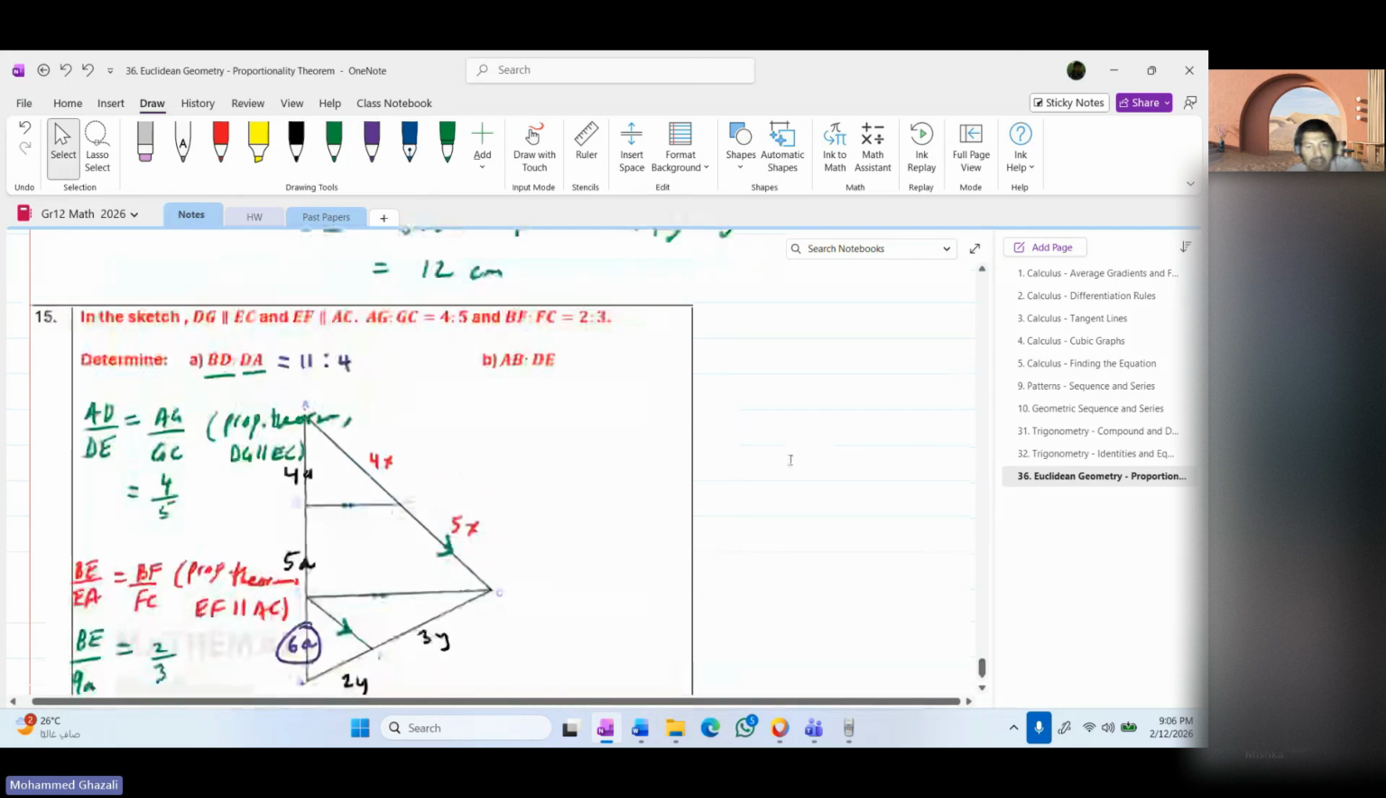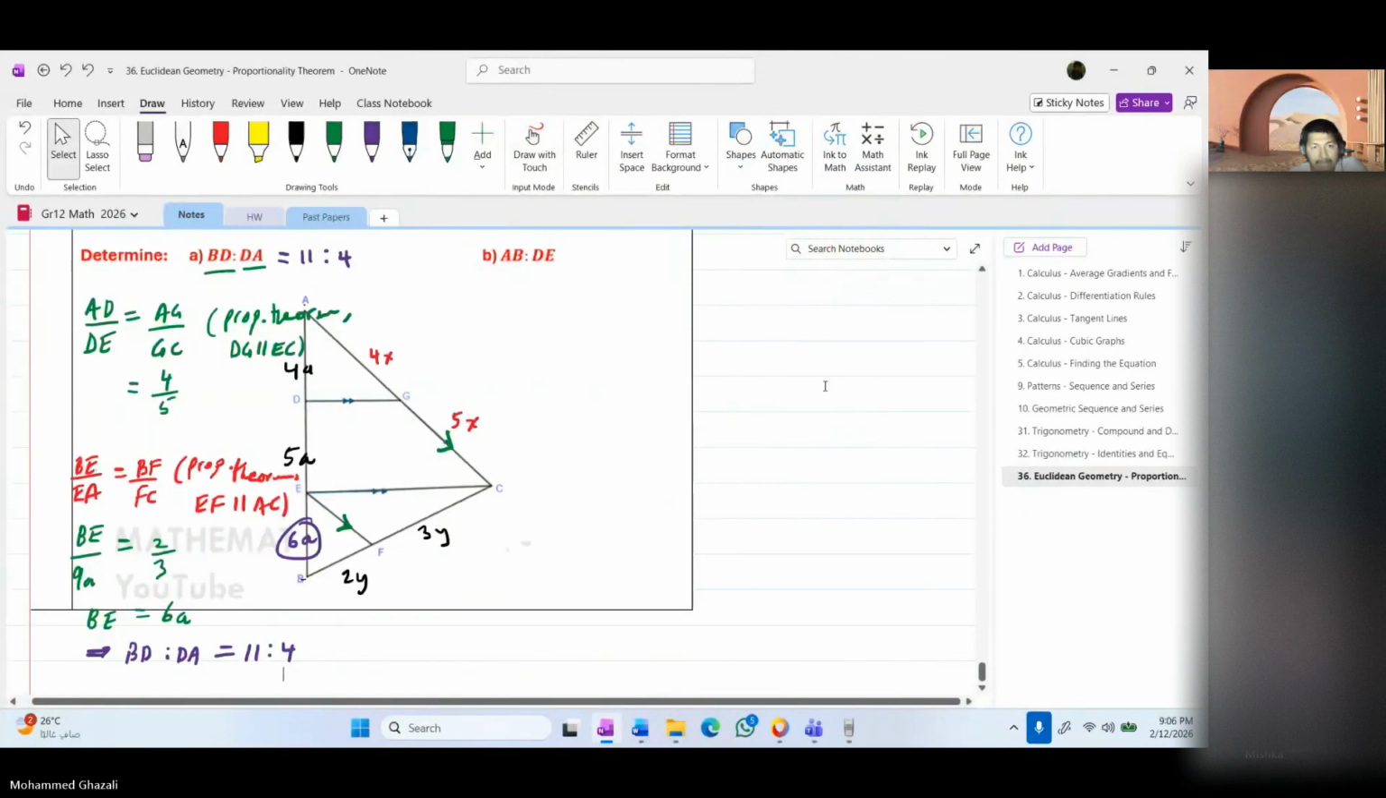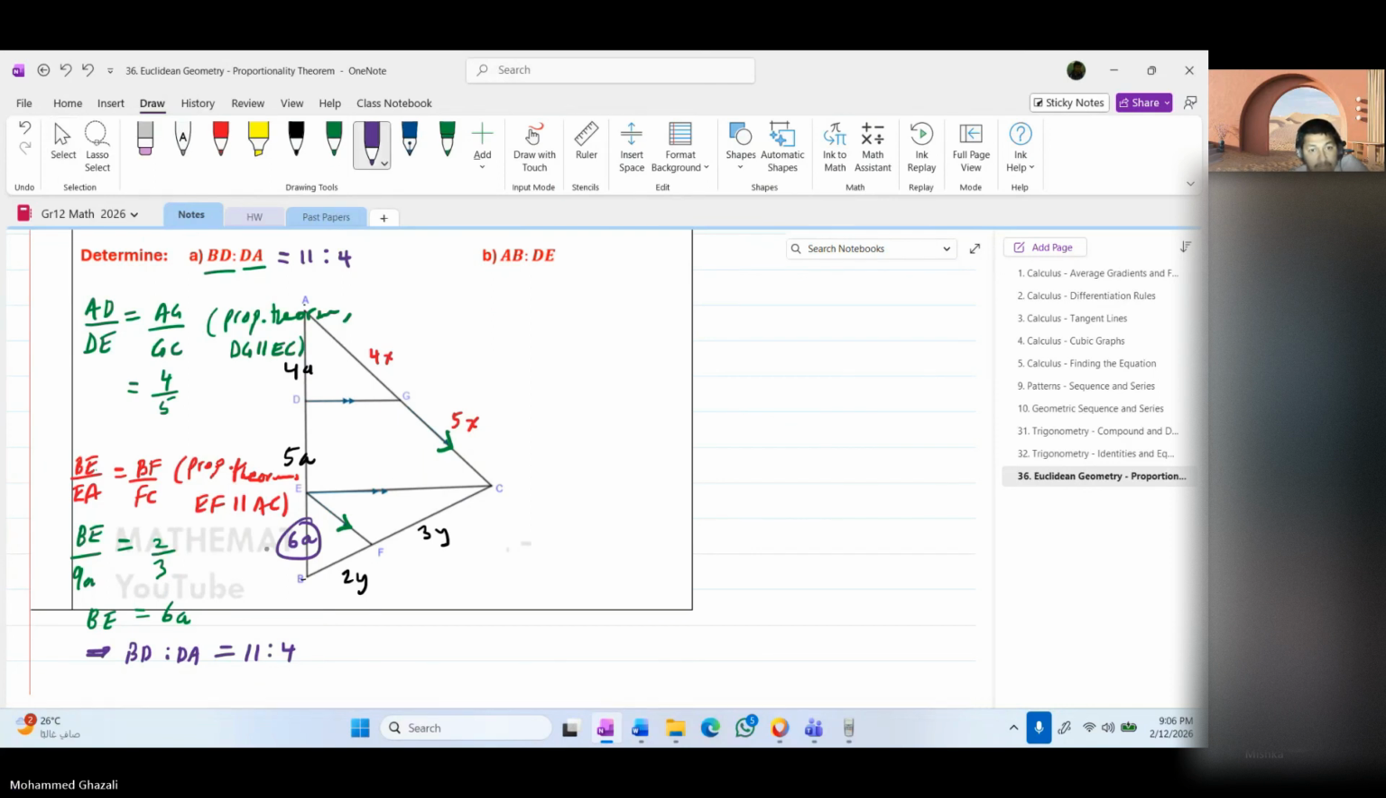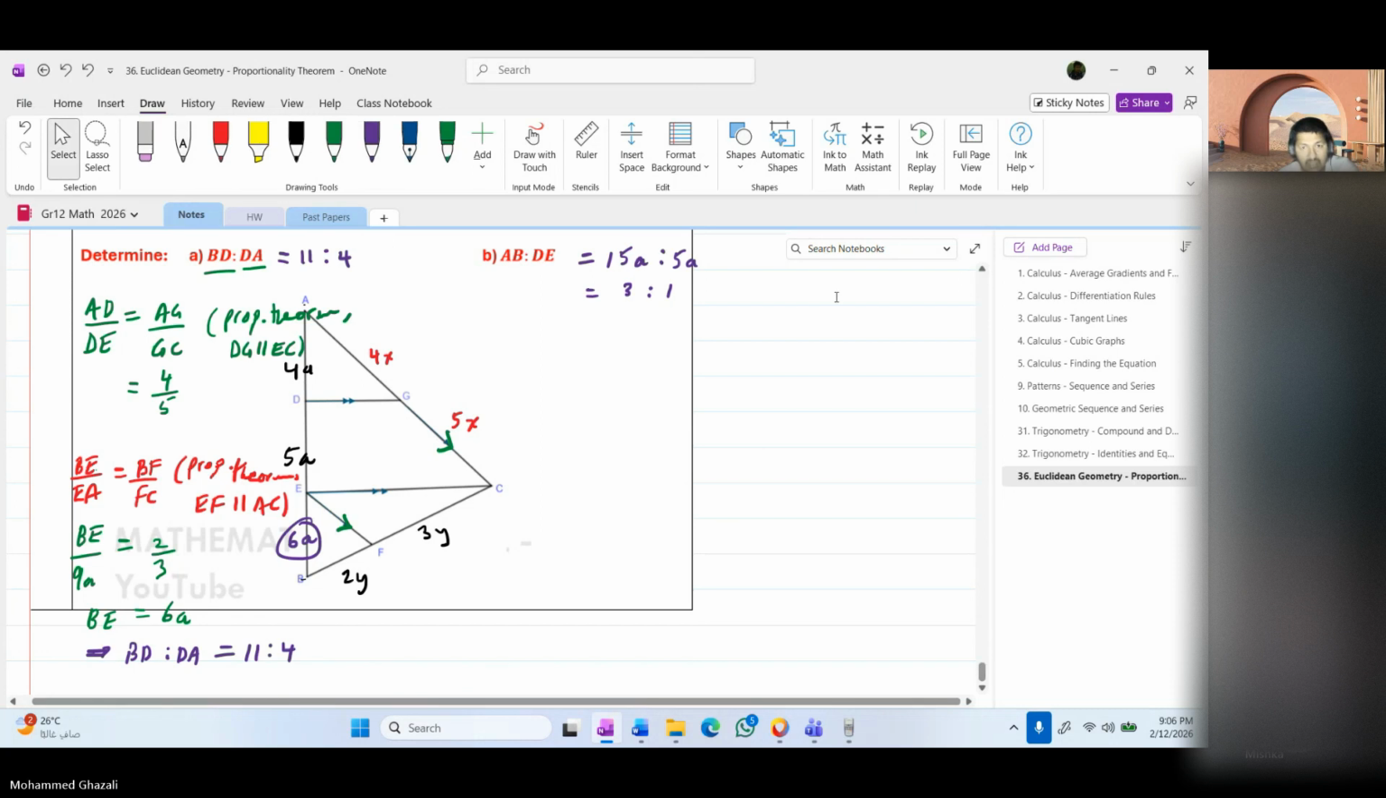What is AB to DE? AB is the entire distance, right? So say that's 15a. And what's DE? 5a. That's an easy one, all right? That's just 3:1. Yeah, 3:1. So easy, this problem was like a 1 mark question.